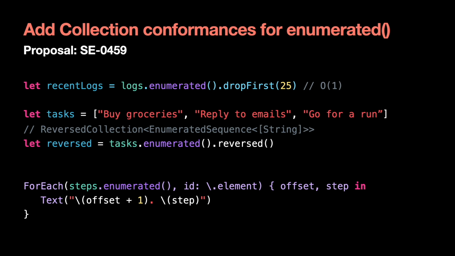Another nice improvement in Swift 6.2 is that the sequence returned by enumerated now conforms to collection. This means we can use it in places where a collection is required, and some common operations become much more efficient. For example, calling drop first on an enumerated sequence is now a constant time operation, and reversed returns a reversed collection instead of allocating a new array. On top of that, we can now pass an enumerated sequence directly into SwiftUI views like list or for each without having to wrap it in an array first.